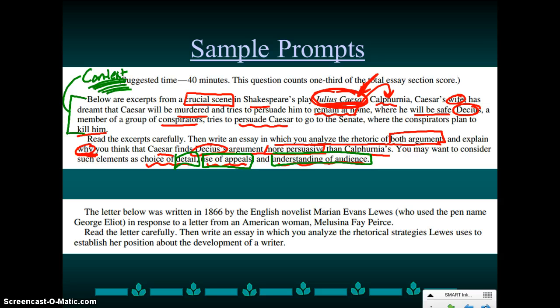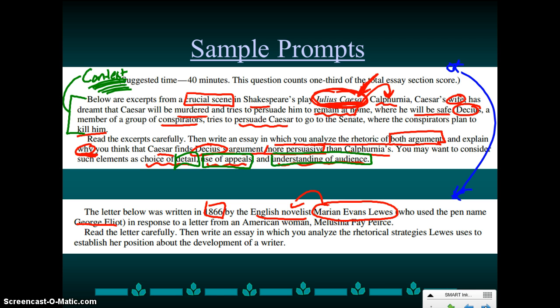Taking a look at this prompt as well. This is a different prompt, not one that you were provided. But I just want you to see how the prompt up here is typical, much like what you'll see here. So, the letter below was written in 1866, some context, from the English novelist Marion Evans Lewes, who is also known by the pen name George Eliot. So this is who it was written by. She is a novelist, and she had a pen name.